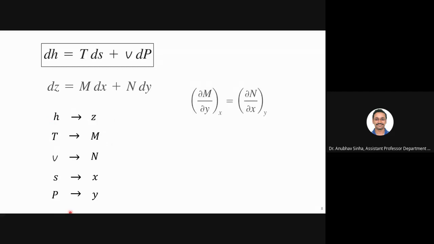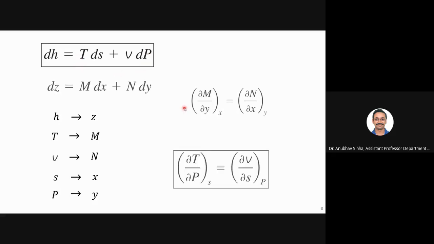Now we know that this is true. So similarly, I will write what it will be. M is T, so it will be del T by del y. So you look at the first term and second term here. So del T by del P at constant x, x is S, at constant entropy is equal to del V by del S. V is N and S is x. So del V by del S at constant P. So this is Maxwell's second relation.